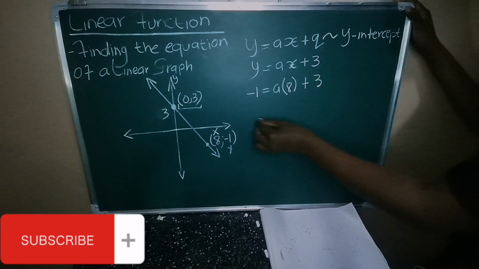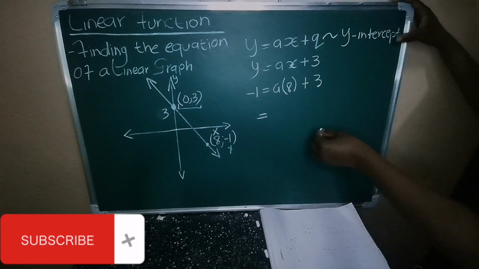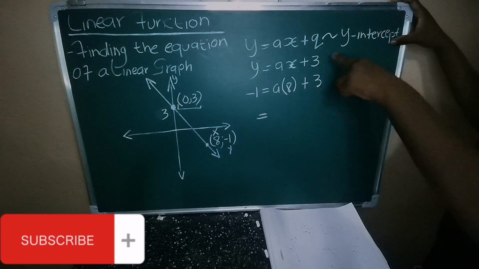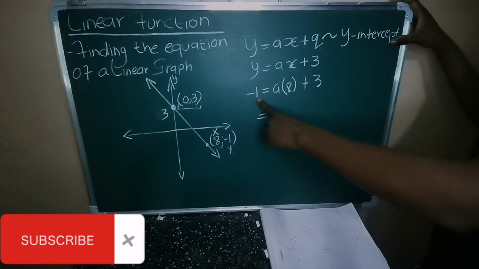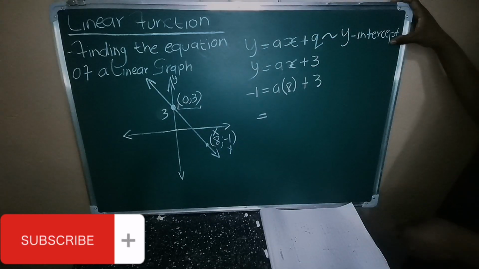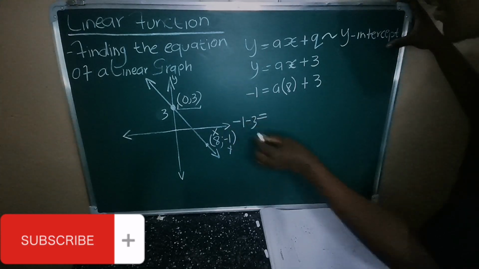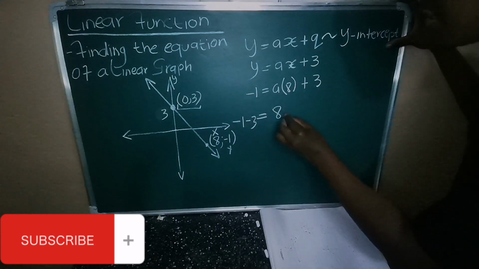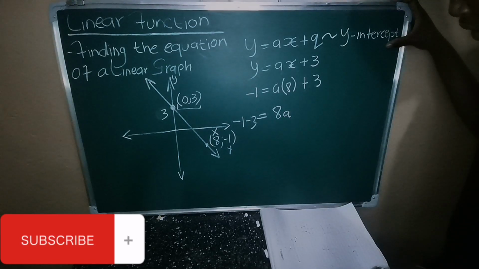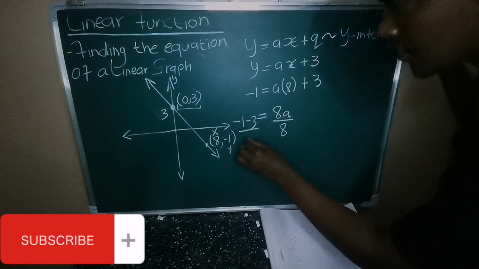Plus 3. Now, make a the subject of the formula. Solve for a. Solve for a. We take the constant to the constants, the variable to the variables. This is a constant. Take this constant to the left, because this -1 is our constant also. -1 minus 3. I bring the 3 to the left. Yes. So negative 1 minus 3 is equal to 8a. Now I'm going to do what? I'm going to divide both sides by 8 to be left with a on one side.